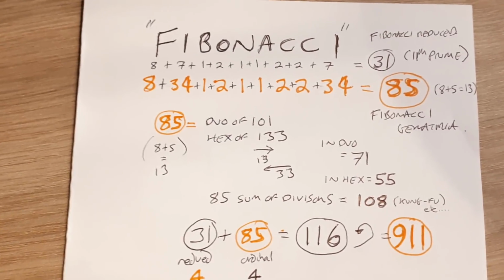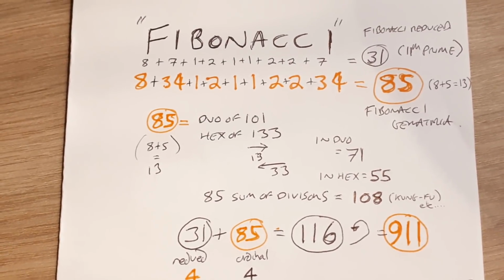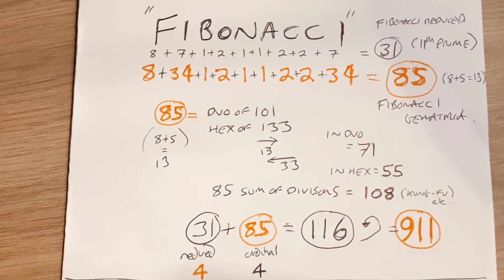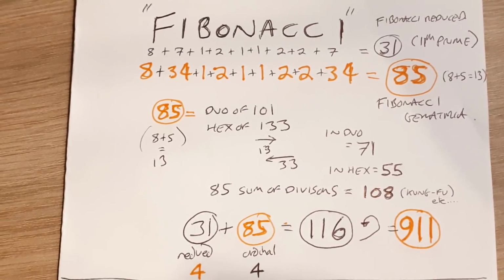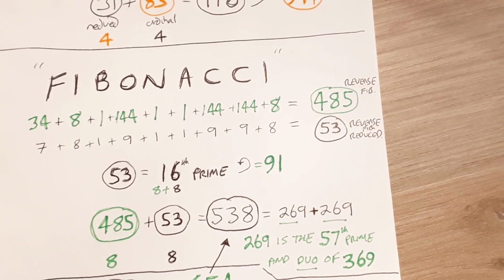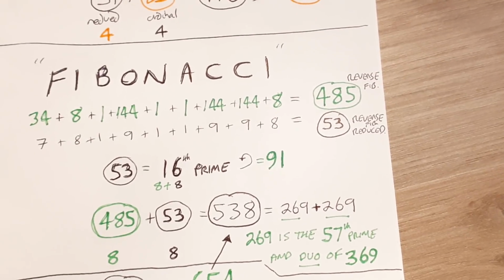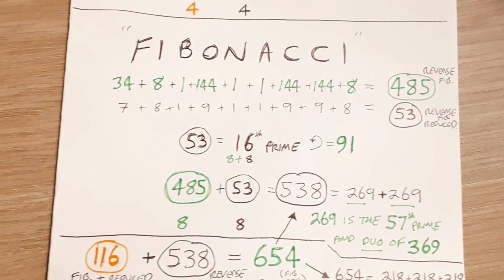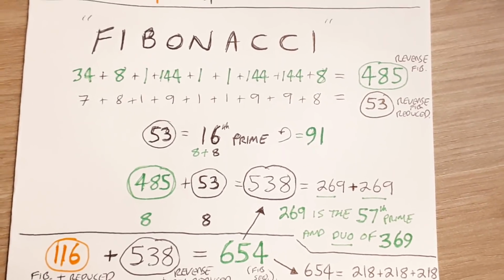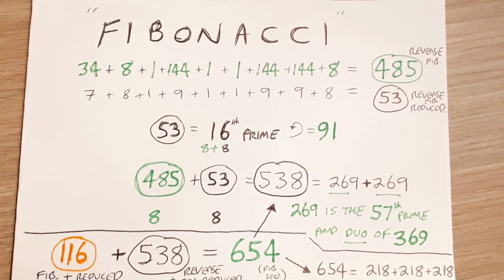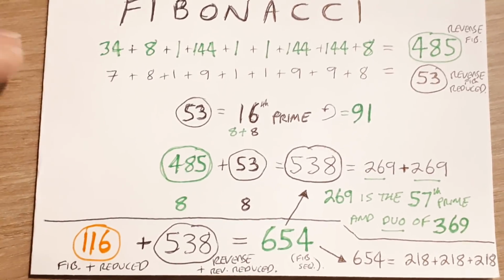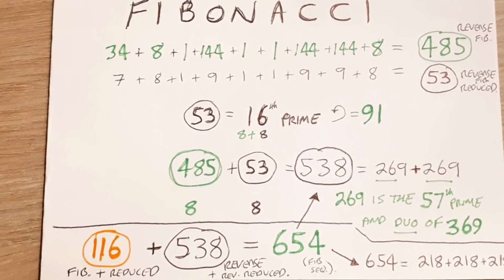Okay, so we got 116 when adding both the ordinal and the reduced together, 116 for Fibonacci. In the reverse way, adding them both together, we got 538. 116 plus 538 is 654. Notice how that goes down in a sequence, 654. 6, 5 and 4 in the actual Fibonacci sequence.